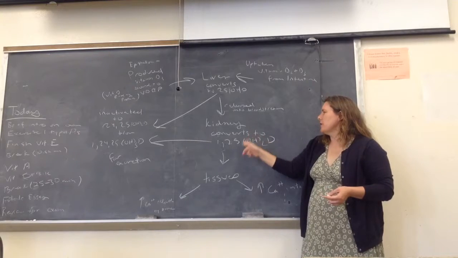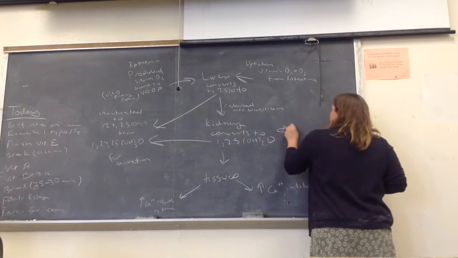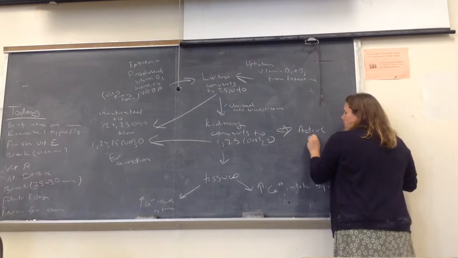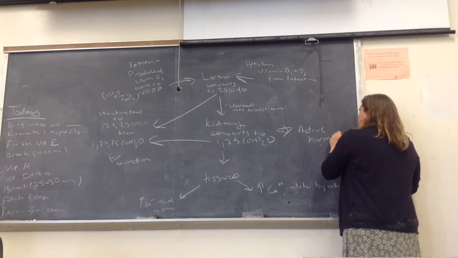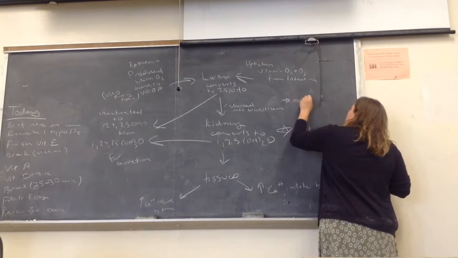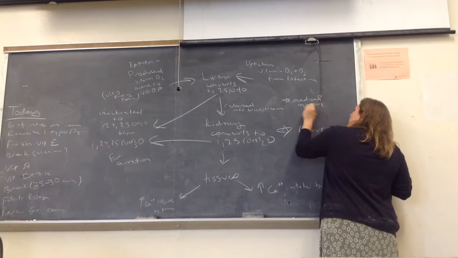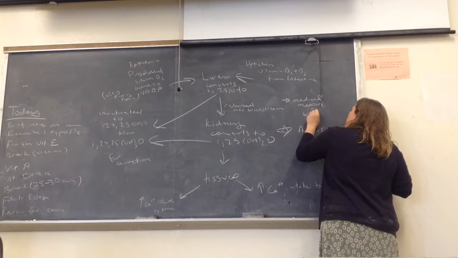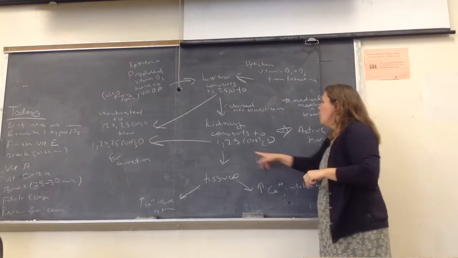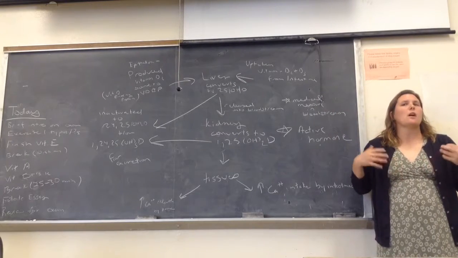The kidney converts this to 1,25-OH2D. And I'm going to star this. This is the active hormone. This is the medical measure in bloodstream. Once this becomes an active hormone, that means that it's sending a chemical signal to other cells.